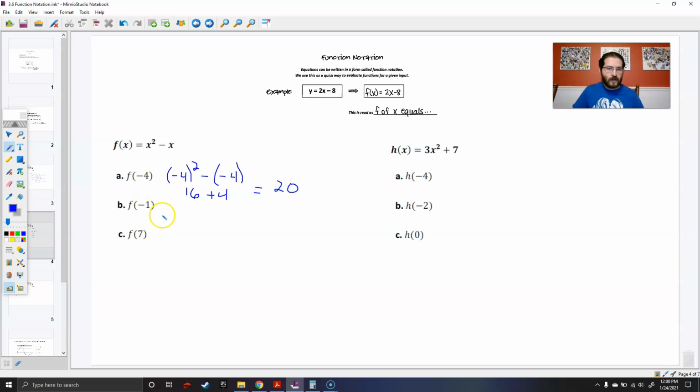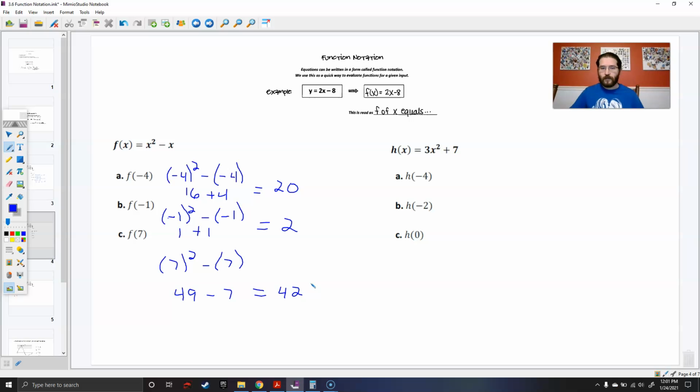I'll plug these in for the next ones. Negative 1 squared is just going to give us positive 1. Minus negative 1 is the same thing as adding 1, so we get positive 2. 7 squared, we're going to get 49. 49 minus 7, we're going to get 42.